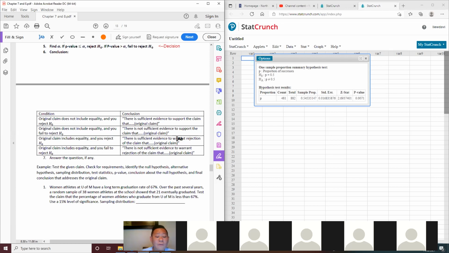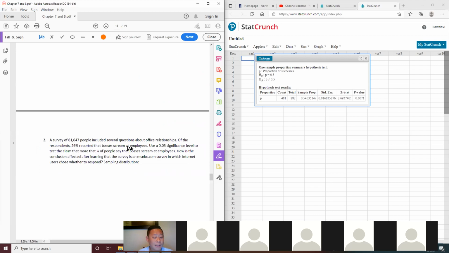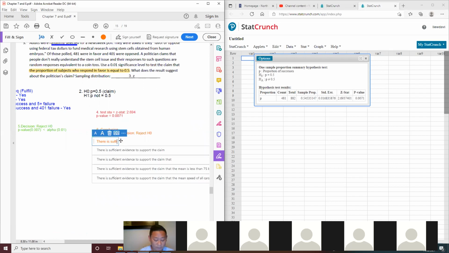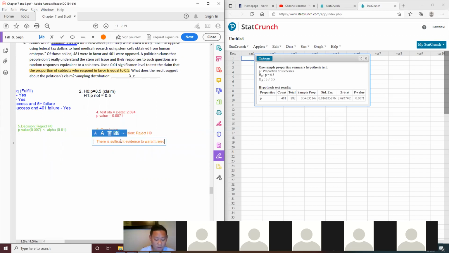There is sufficient evidence to warrant rejection of the claim. So this is the conclusion you have to copy and use. So the conclusion in this case will be there is sufficient evidence to warrant rejection of the claim that the ... what you should put in here.